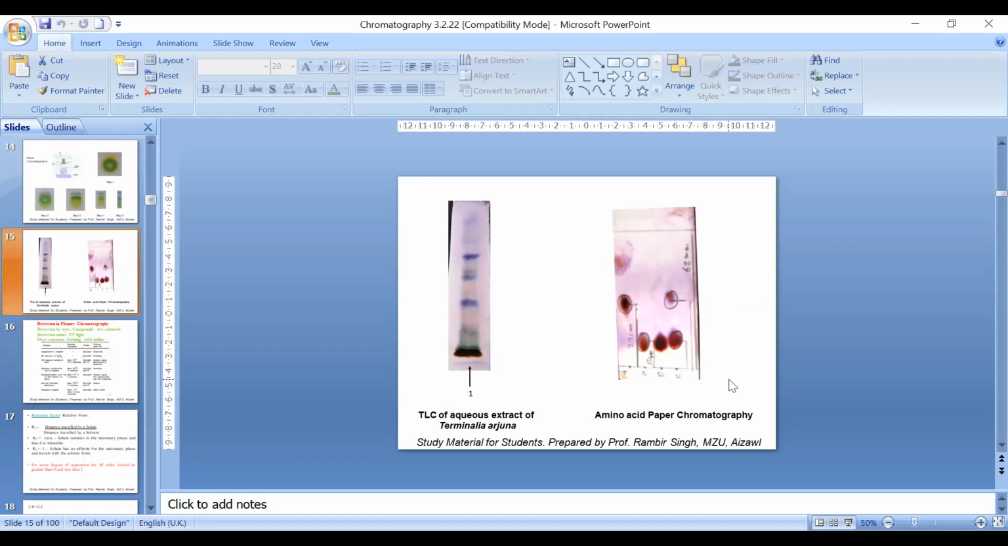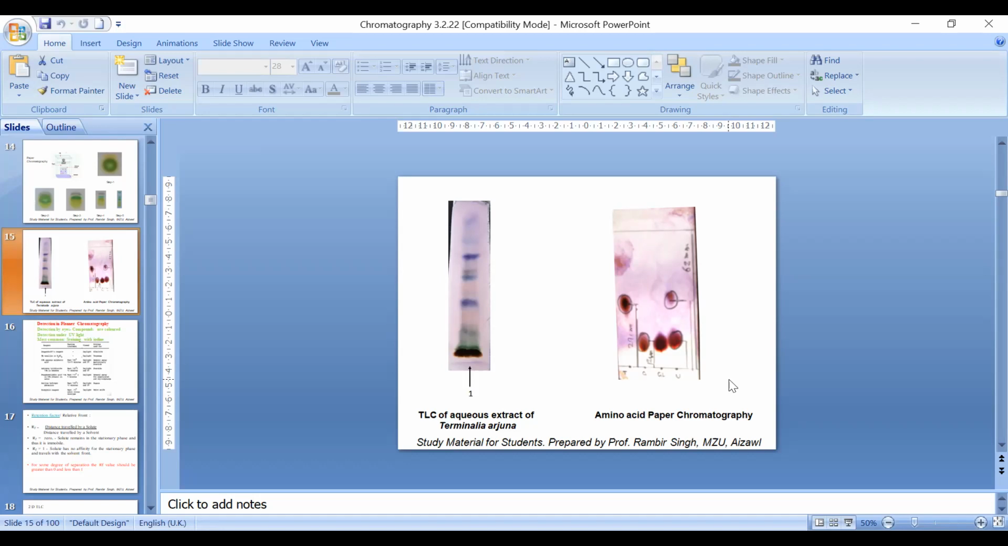That means the retention is strong. Retention is very strong, so we have to weaken the retention in this case. So how can we weaken the retention? To weaken the retention, we have to enhance the strength of the mobile phase.